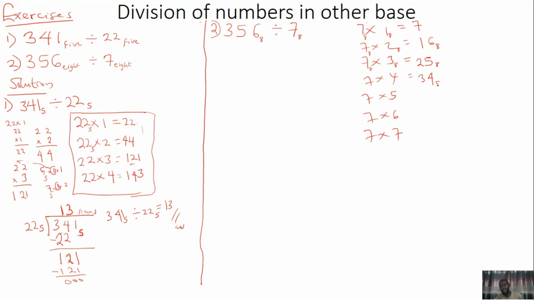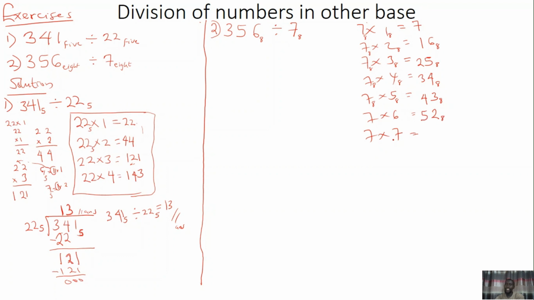7 times 5, that is 35, divided by 8, that is equal to 4 remainder 3. That's 43 base 8. Don't forget that we are working in base 8. 7 times 6, that is 42. Divided by 8, that will be 5 remainder 2. And we'll write the 5 here.